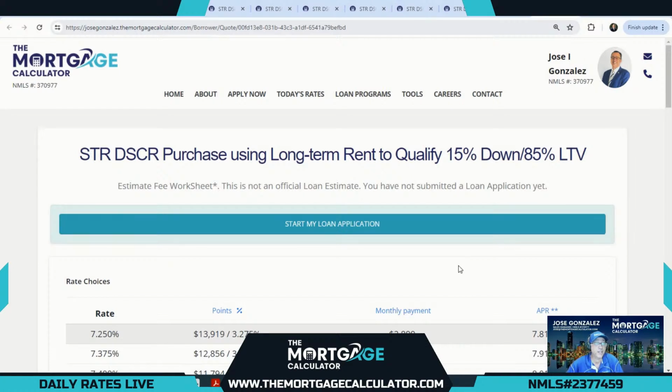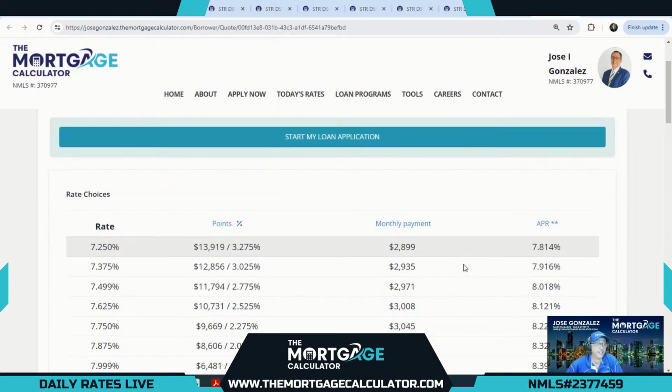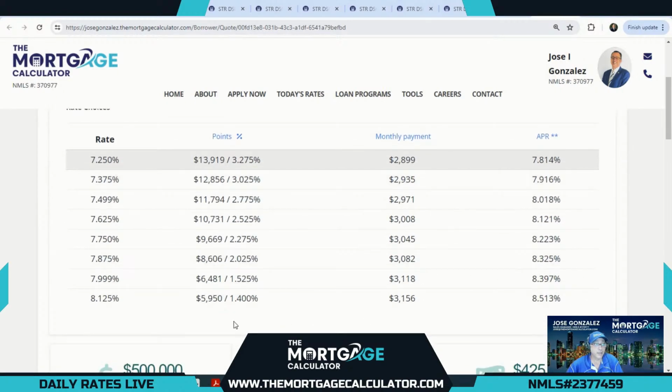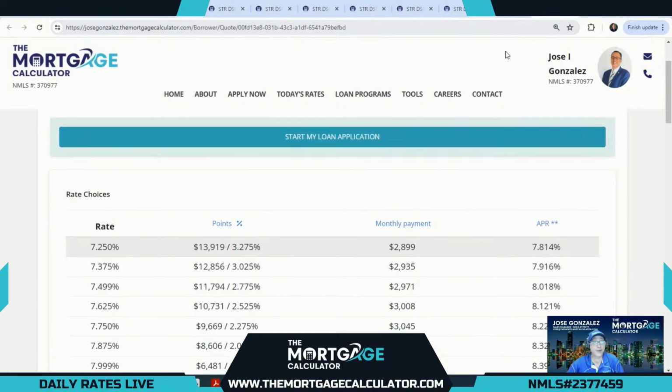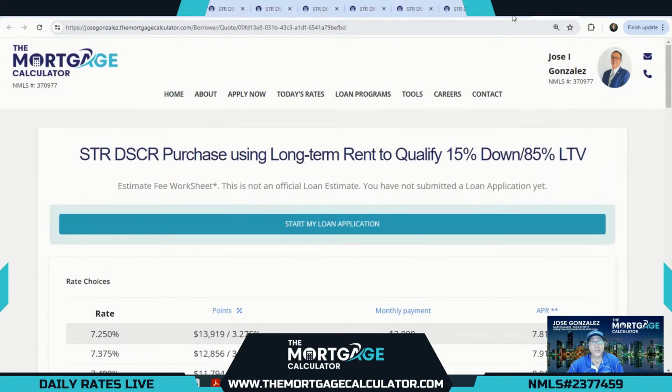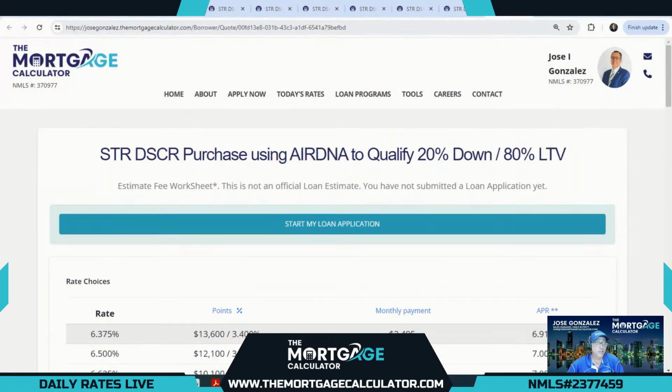So our first option here is using long-term rent to qualify with only 15% down, the DSCR Unicorn, the 85% LTV loan option. Here we have lowest cost option is at 8.125% rate at a cost of 1.4 points. You can buy that down all the way to 7.25 at a cost of 3.275 points. That's very amazing for a DSCR loan or investment property loan in general.